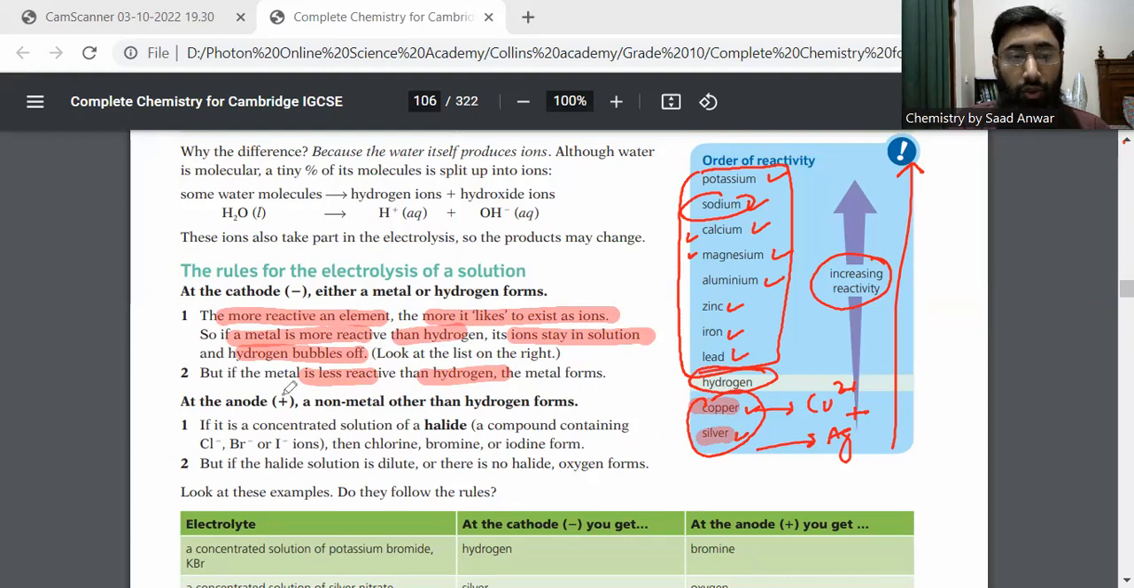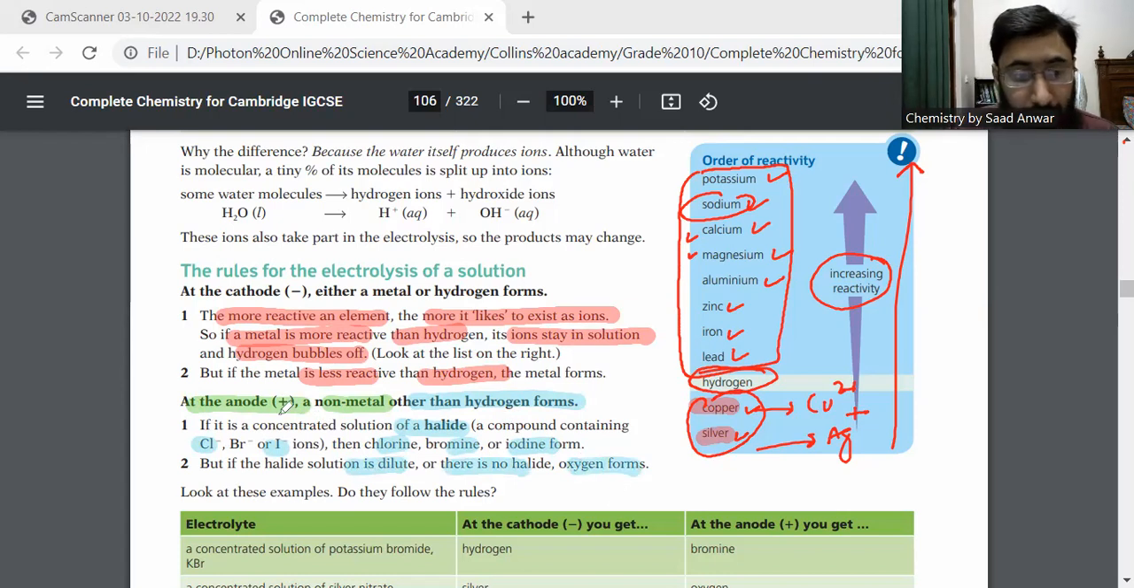At the anode, a non-metal other than hydrogen will appear. If it is a concentrated solution of halide, such as chloride ion, bromide ion, iodide ion, then chlorine, bromine, or iodine will appear at the anode. But if the halide solution is dilute, there is no halide, only oxygen gas will be given off.